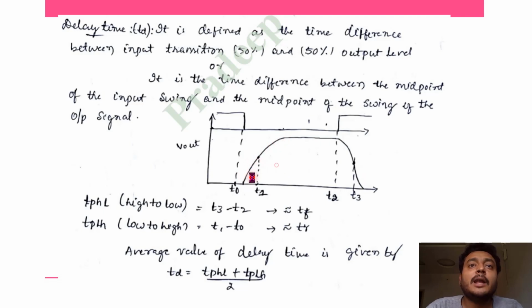And what is the delay time? I told you, it is the time difference between the input transition, that is 50%, to the 50% of the output level. So that means from here to here. The average value of the delay time is given by TP low to high plus TP high to low, divided by 2. This will be your delay time equation.